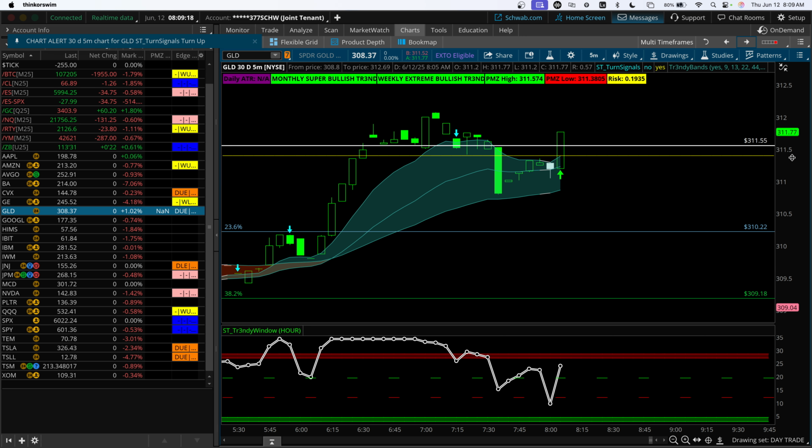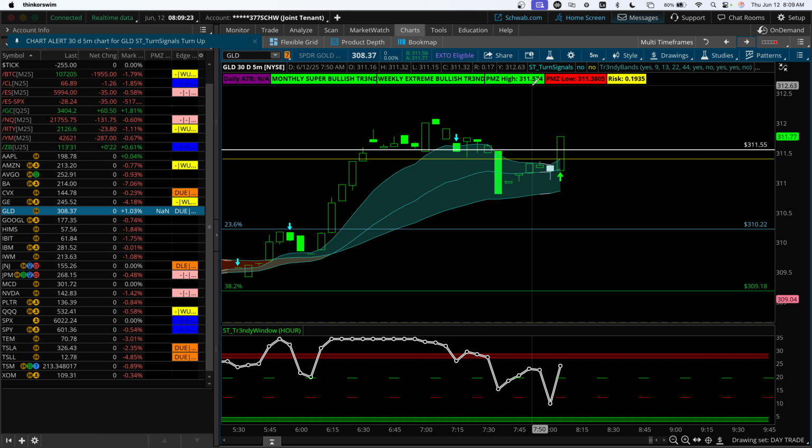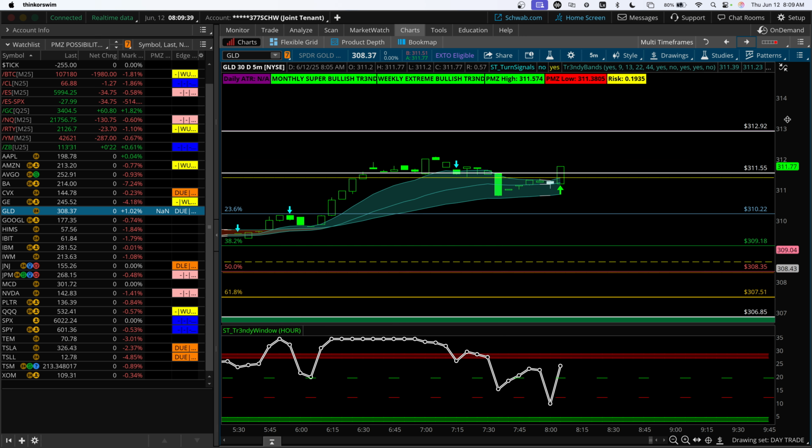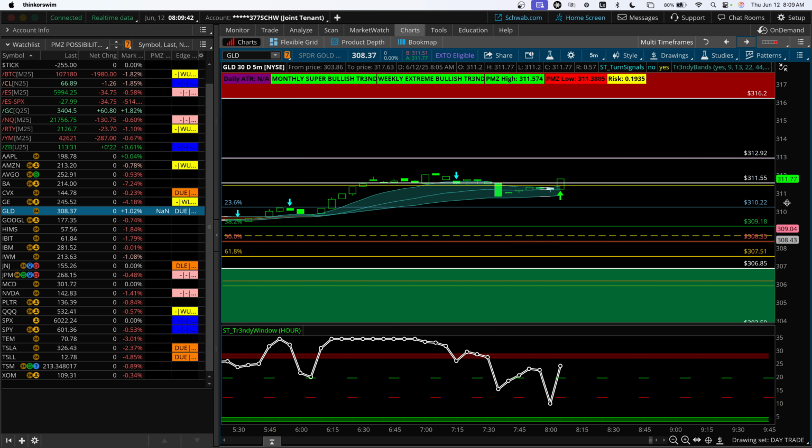Right now, and these values can change, above 311.57, that's your trigger long, and below 311.38 is a trigger short. So, what could I potentially target above 311.57 would be 312.92, and then, of course, my sell zone up there at 316.